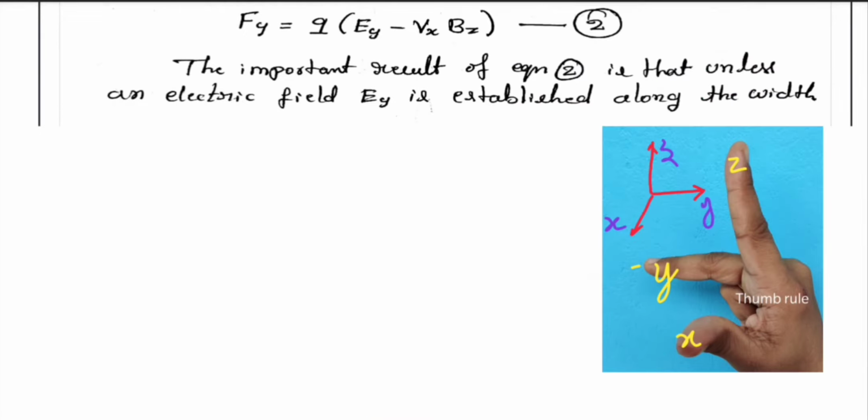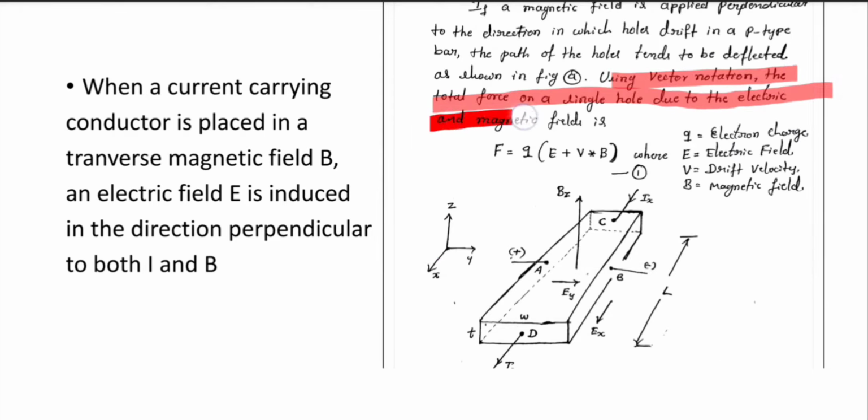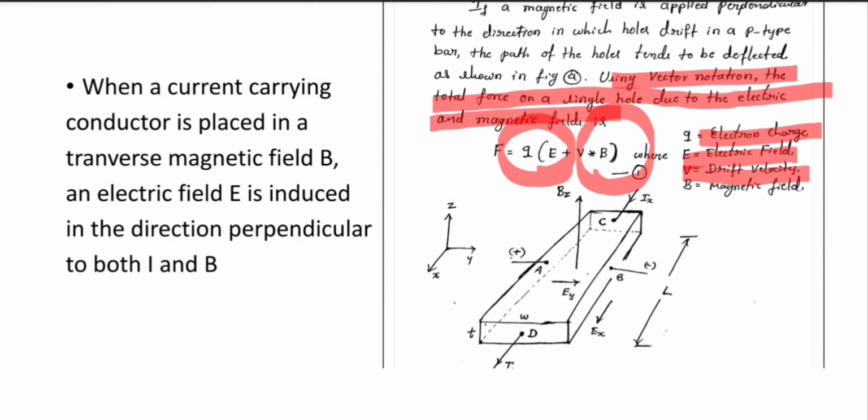So see here. Using vector notation, the total force on a single hole due to the electric and magnetic field is F is equal to Q into E plus V cross B. So Q into E is due to the electric field and Q into V cross B is due to the magnetic field, where Q is the electron charge, E is the electric field, V is the drift velocity and B is the magnetic field.